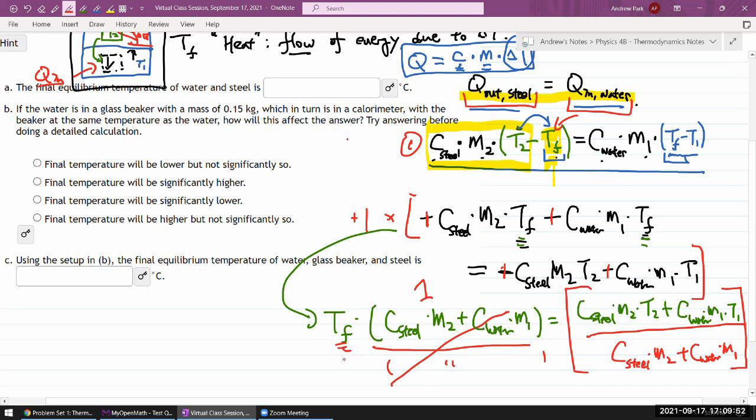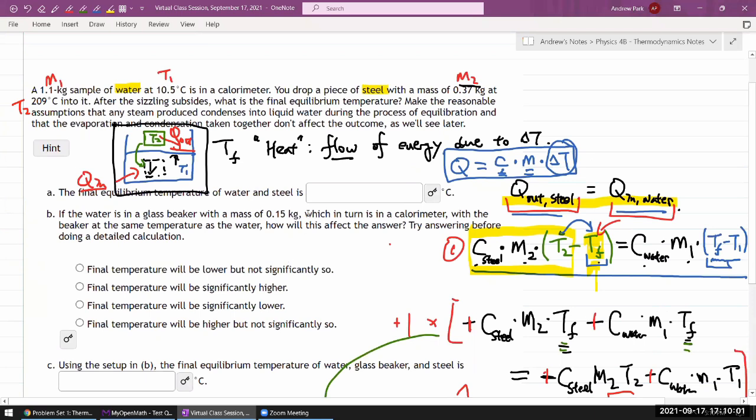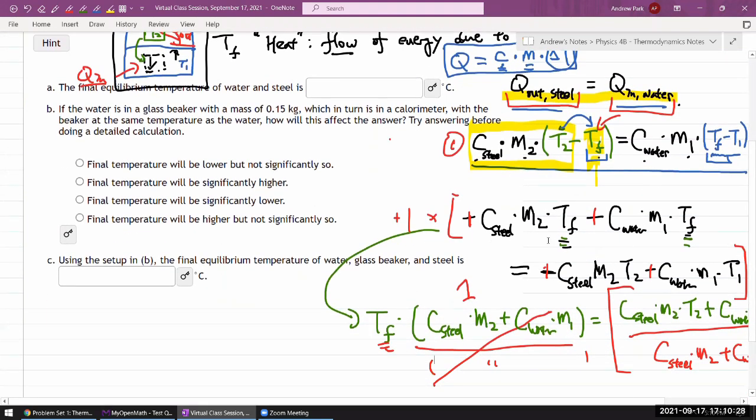And when you get the T final, you should verify that T final is in between 10.5 degrees C or whatever number generated for you, and 209 degrees C or whatever number generated for you. I'm going to guess here it's probably going to be around 30 degrees C maybe. Just guessing, or actually even less. There's more water than steel, so 20, 30 degrees C maybe. When and if you plug in numbers, you will see. So yeah, that's the calorimetry problem solving.